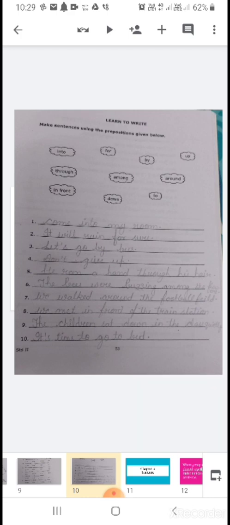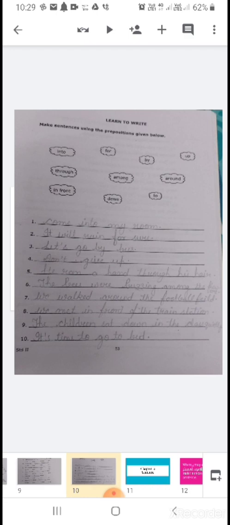Next is up: don't give up. Next is through: he ran a hand through his hair. Next is among. With among, the sentence is the bees were buzzing among the flowers. Seventh is around. So we walked around the football field. Eighth is in front. We met in front of the train station.